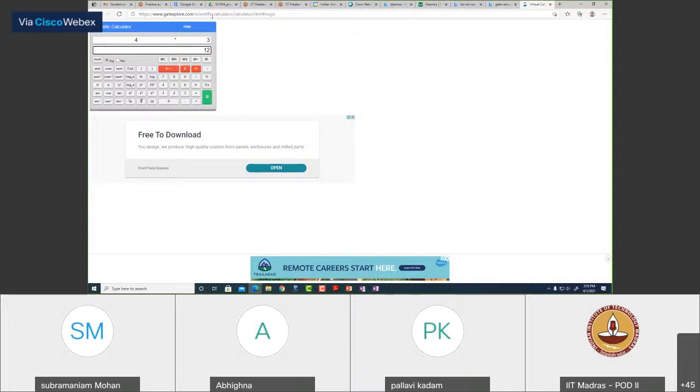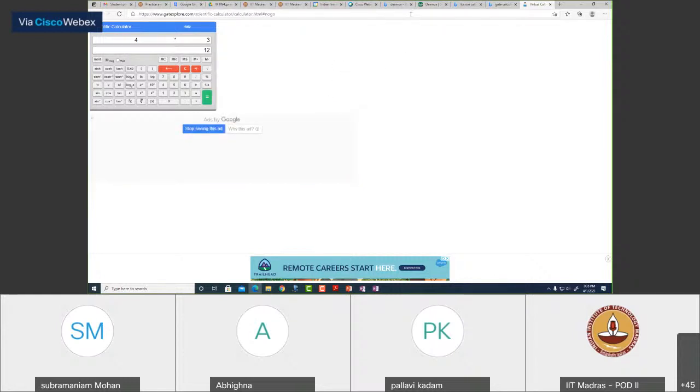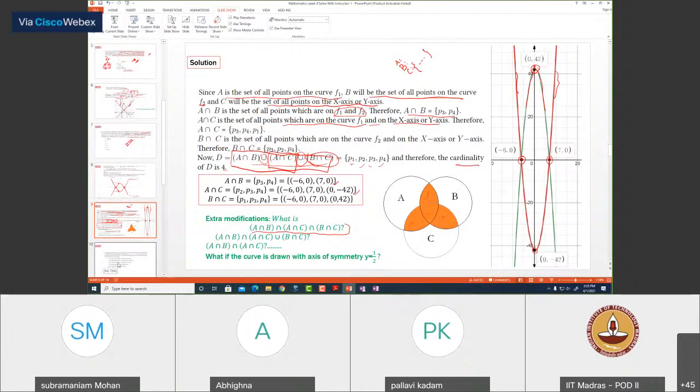I thought we actually sent the link to be published in the announcement. I'll just check whether it has gone to the announcement yet. Anyway, this 1 month you just practice with this on-screen calculator. That is important. So either you put GATE calculator, TCS on-screen calculator, whatever, and it should come.